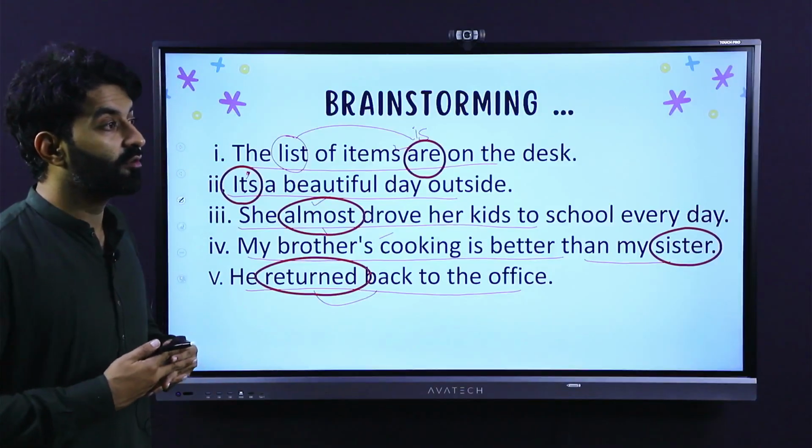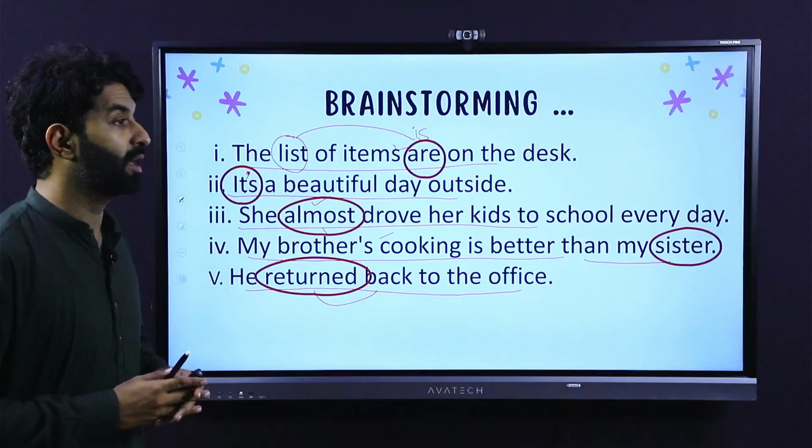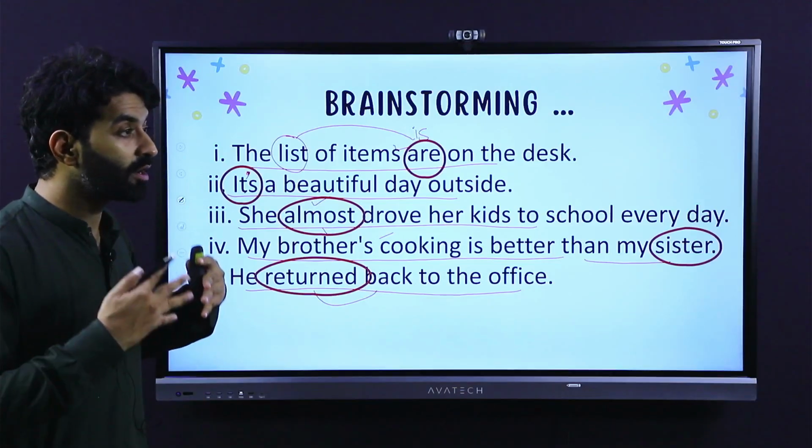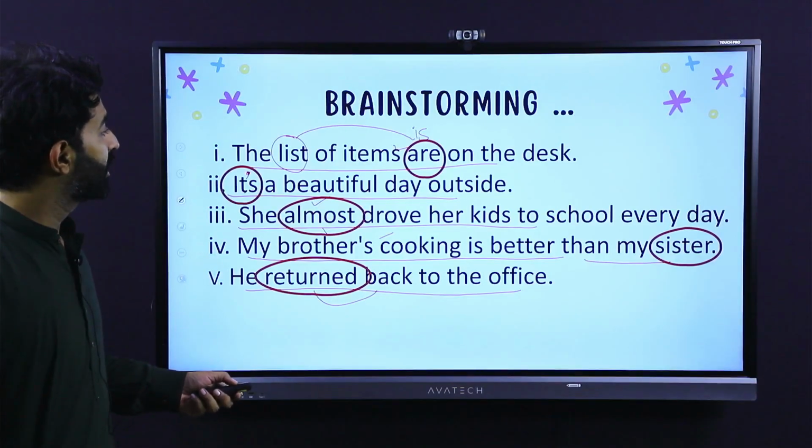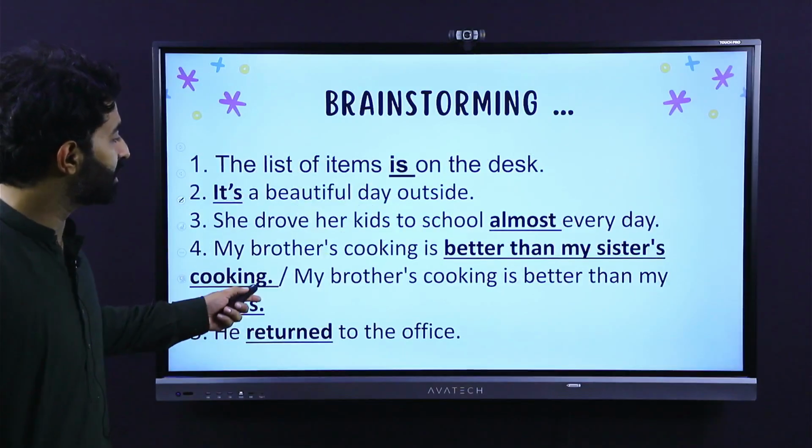Because we are not aware of those common mistakes that we make in the English language, we are not able to use them appropriately in words and phrases. So here are the correct answers. You can see them clearly.